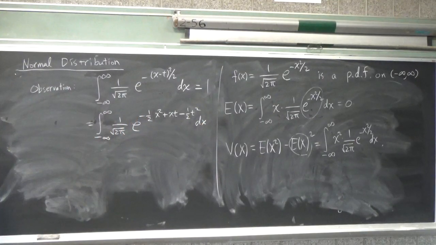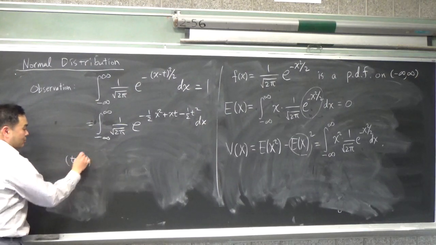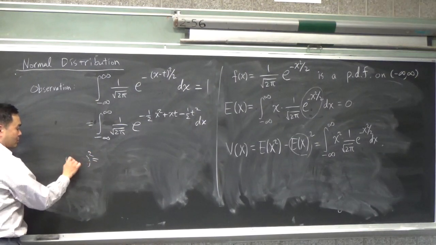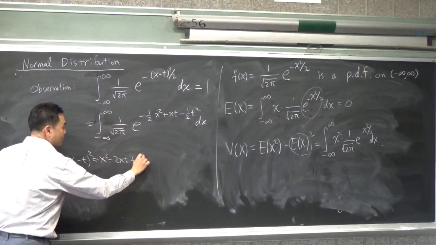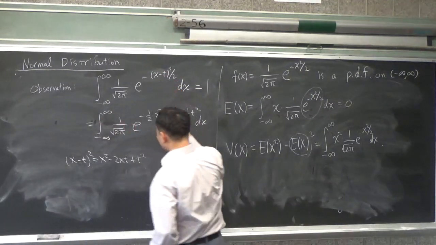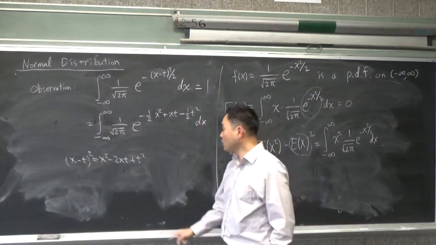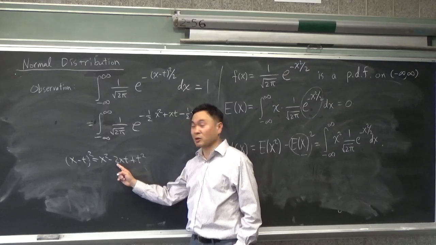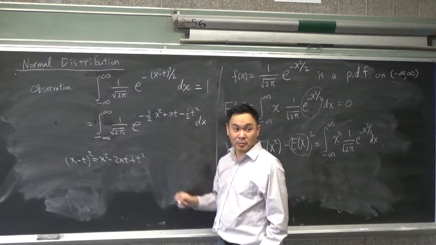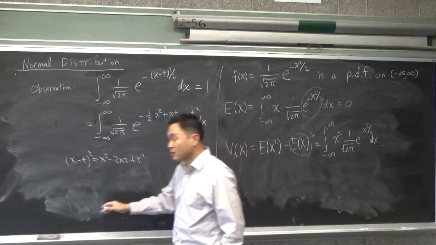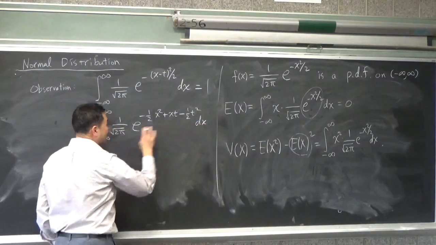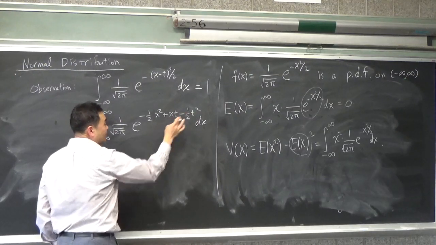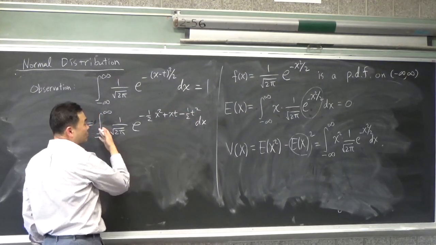Is that okay? x minus t squared is x squared minus 2xt plus t squared. So all I did was replace this top by that and expand. Okay, 1/2 and 1/2 cancel. That's why there's nothing in here. Then I see that since we are integrating by x, this t has nothing to do with the integral.